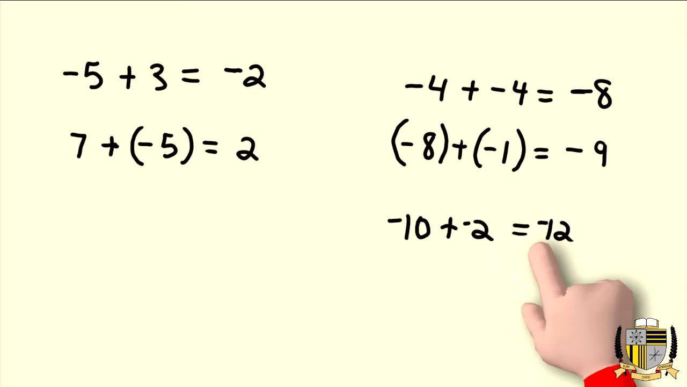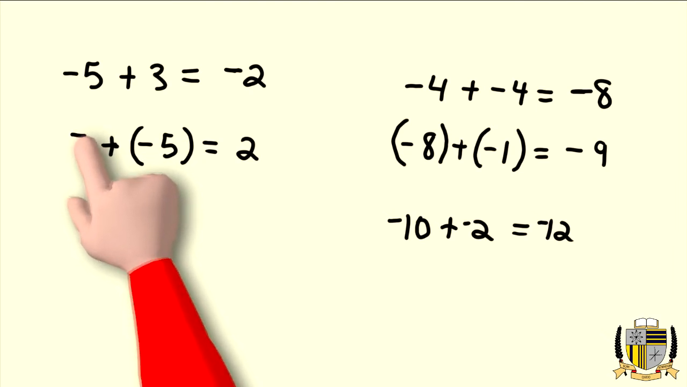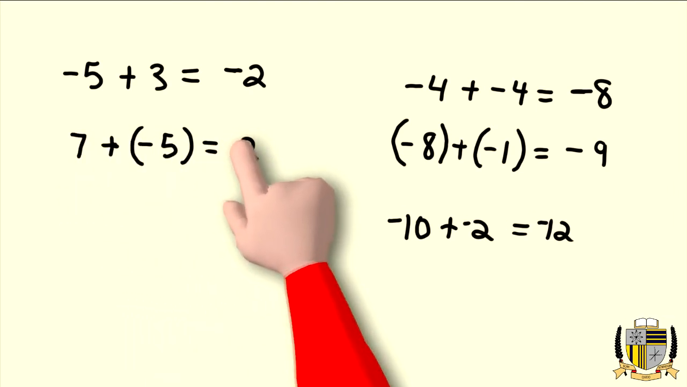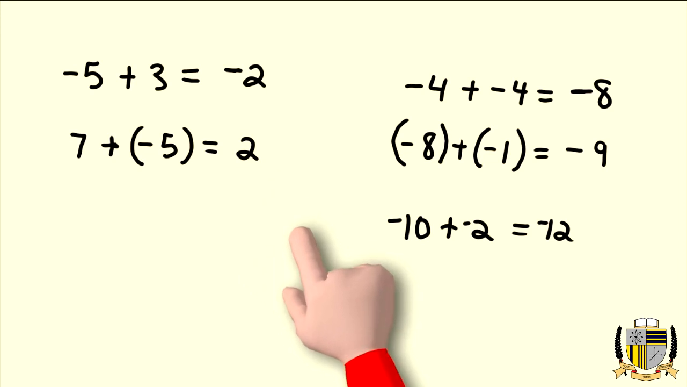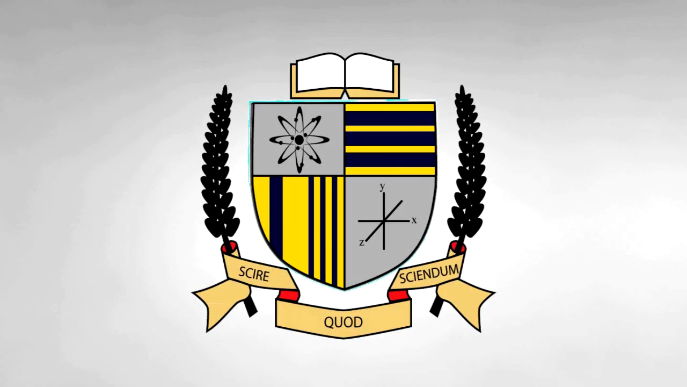So that's pretty much the rules to it. When you're adding the same signs, your answer is going to be the same sign, and you just add regularly. If you add opposite signs, you find the difference between those numbers. That would be your answer. And the sign of the larger number determines the sign of your answer. And that is all for now with addition and subtraction of signed numbers.